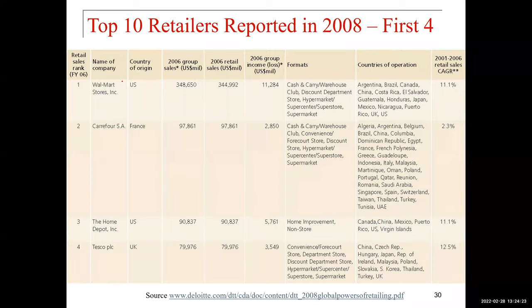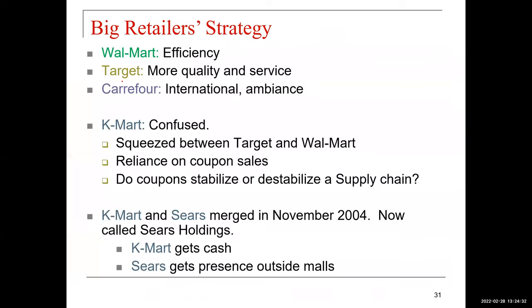I have this table, I think we can skip it for now. Here it's showing the top 10 retailers reported in 2008, the first four. Some additional strategies for big retailers: Walmart, efficiency, basically making sure that they buy all these big lots and they can sell the product very inexpensively because they buy a lot of them at the same time. Typically when you buy big lots of products, your cost is very small, so you can sell at a lower price. Target, they target more quality and service.